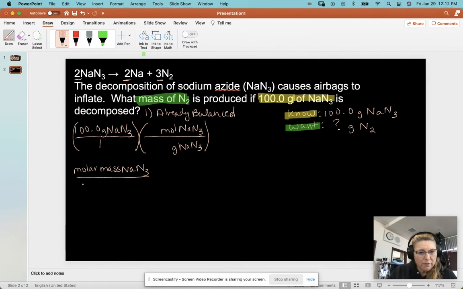So the elements we have involved are sodium, which is Na, and nitrogen, which is plain N. We have only one sodium because it doesn't have a subscript, so we're going to put 1. And we have 3 nitrogens because the subscript is 3, so we're going to put a 3 there. Then we're going to multiply those by their atomic mass from the periodic table.